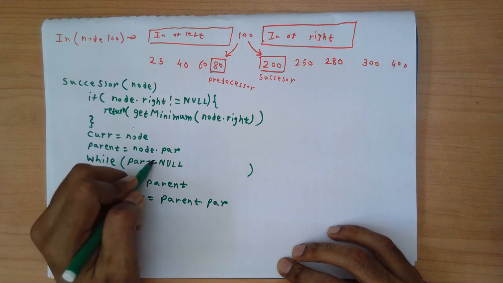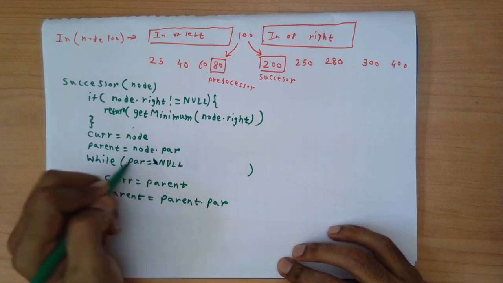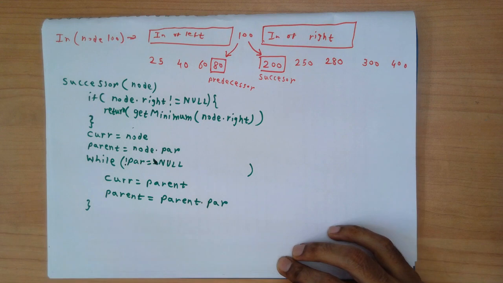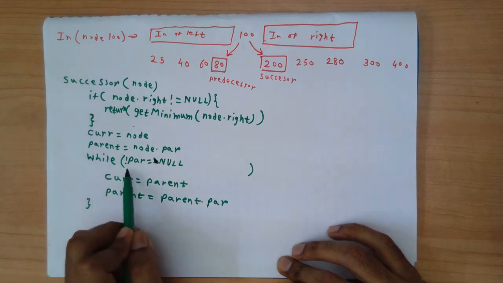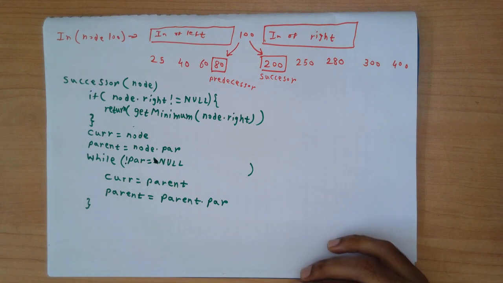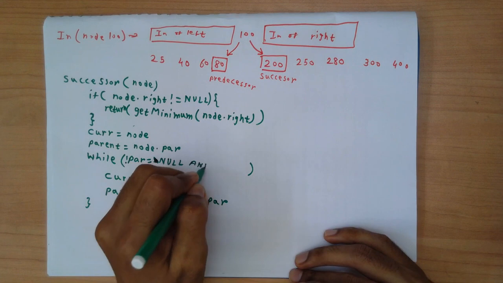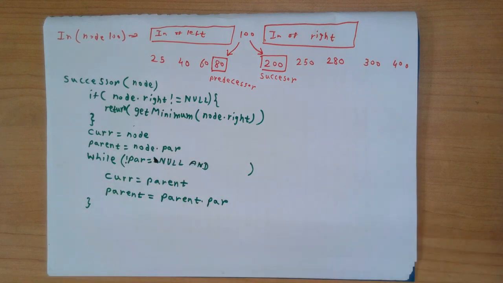So instead of equal to, I should say it is not equal to. So while parent is not null, we should continue this loop only if the parent is not null, and we should also have one more condition, which is that the child we are talking about is the right child. Once we find that one of the ancestors is a left child, we should break.